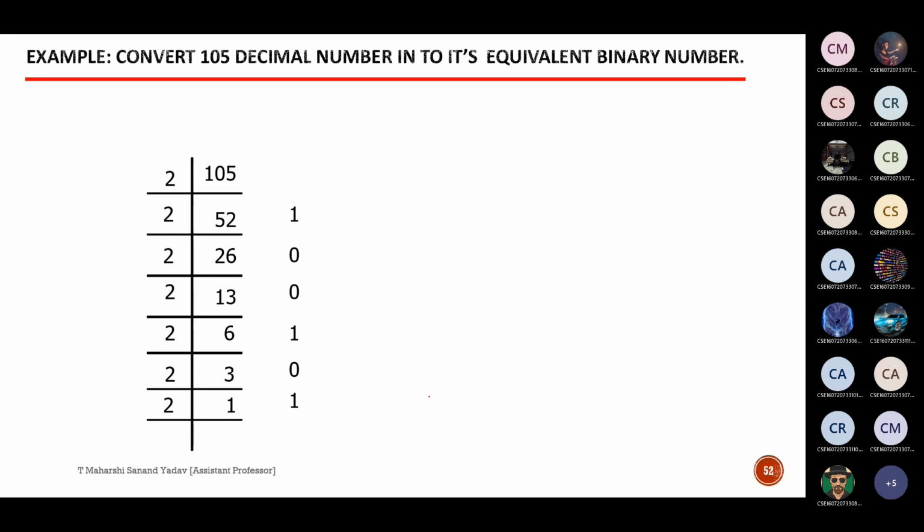Now how should I write the result? 1101001 from below, to the base 2.